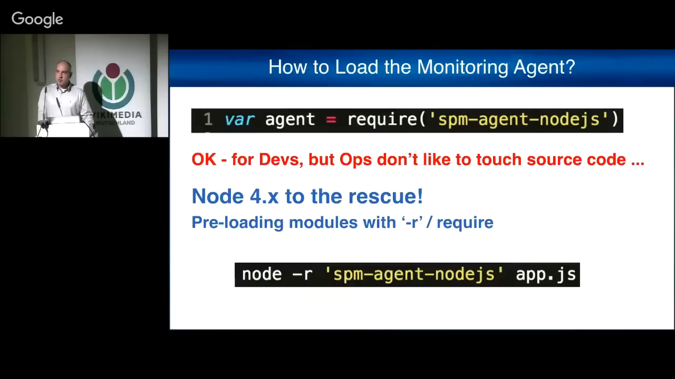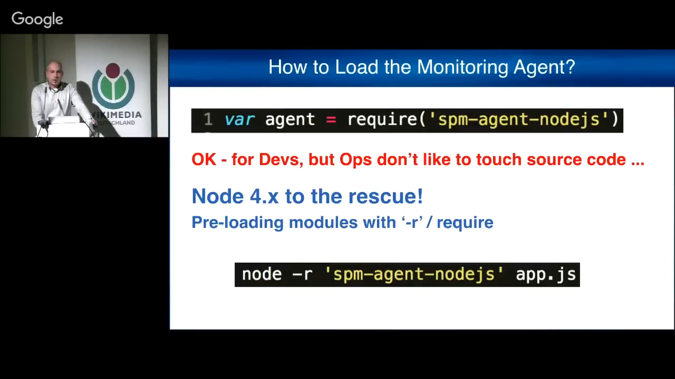Okay, so what we do is we require the agent in the source code, but this is something ops people are not happy with, so they get an app, they deploy it to some platform, and then it's hard to change a single line of code. So it has to be the first line of code because it adds instrumentation for different classes, like it adds hooks to HTTP, a function to measure the HTTP throughput.